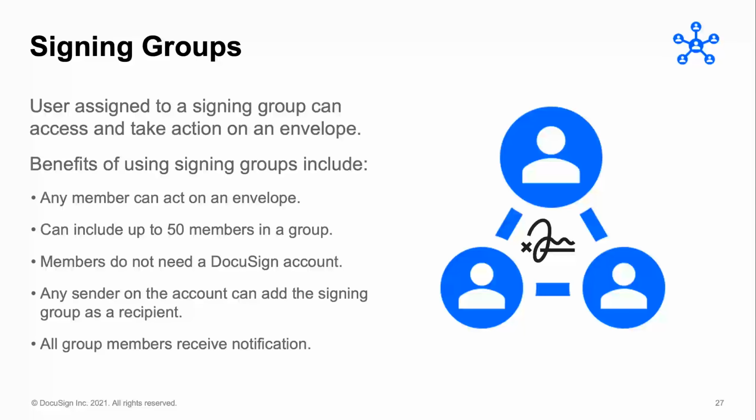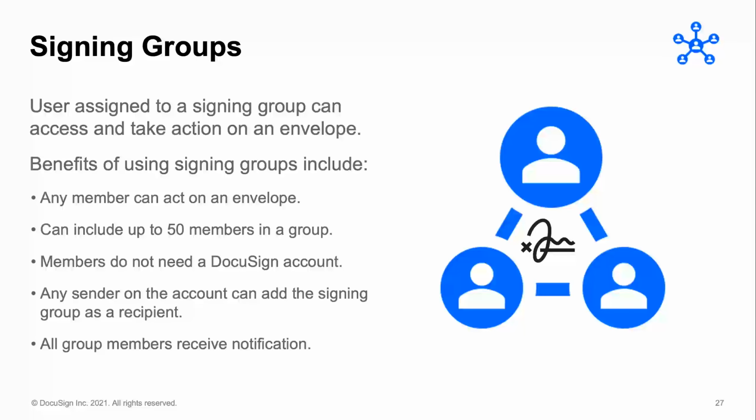Now we'll see signing groups in action. It is important to note that signing groups might not be available on your account. So if you do not see this feature as you're clicking around, you can reach out to DocuSign support and maybe even bring it up to Carrie and Jesse as well. They'll be able to help potentially answer any of those more advanced questions.